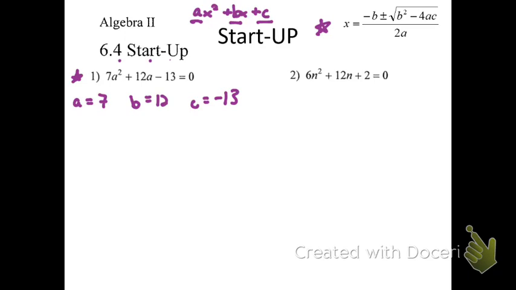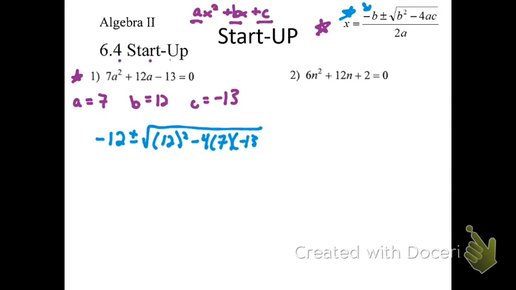And you know that's the first step. So on each problem, you're going to have to show me that step. After that, we're going to go ahead and plug them in right here. So this is the opposite of b. When you see negative b right here, that's the opposite of whatever b is. So opposite of 12 is negative 12, plus or minus big square root 12 squared, that's b squared, minus 4 times a, which is 7, times c, which is negative 13. It's all over 2 times a, which is 7.